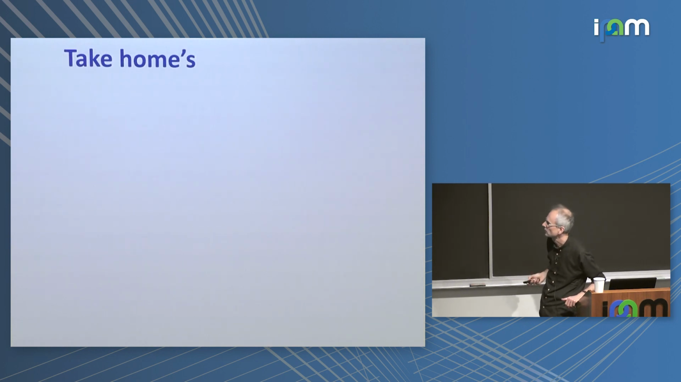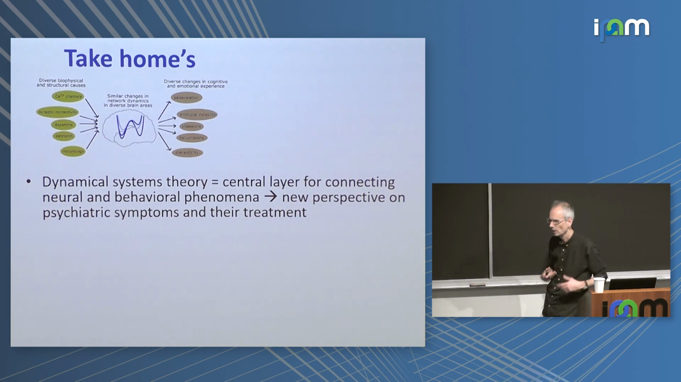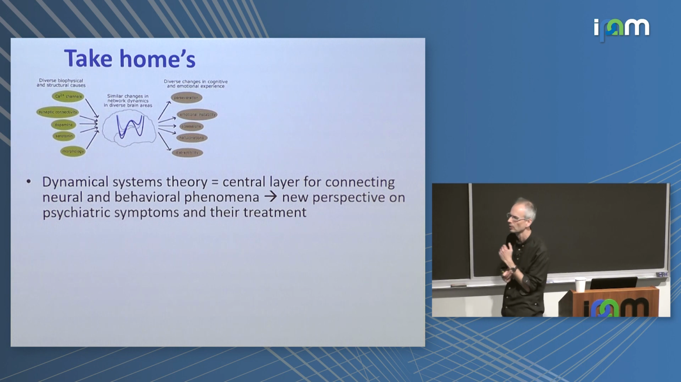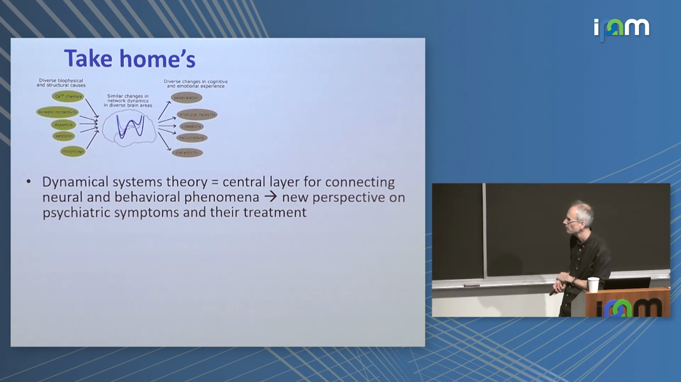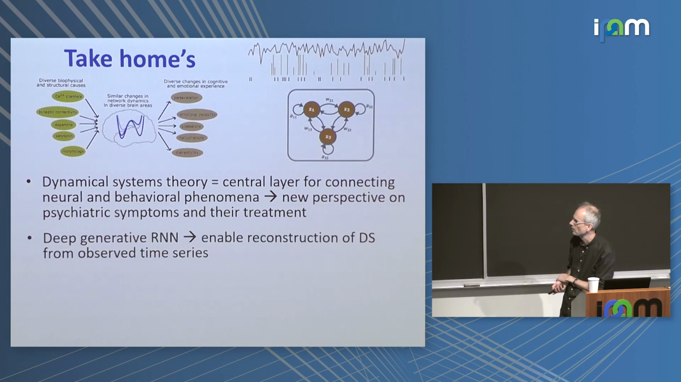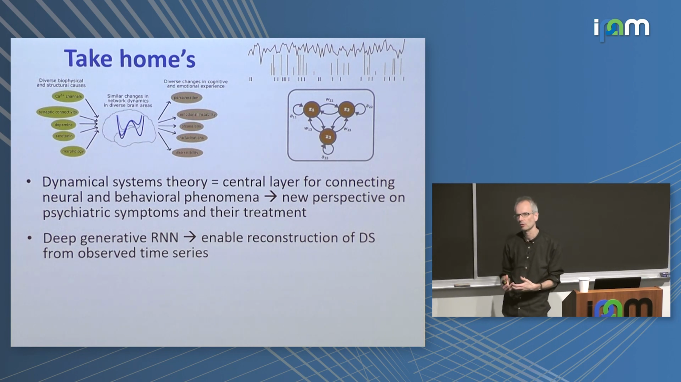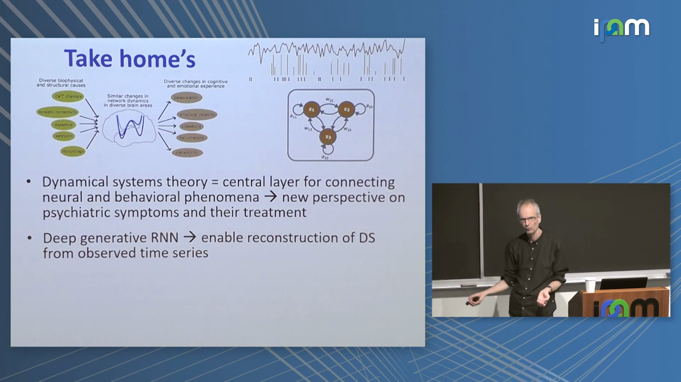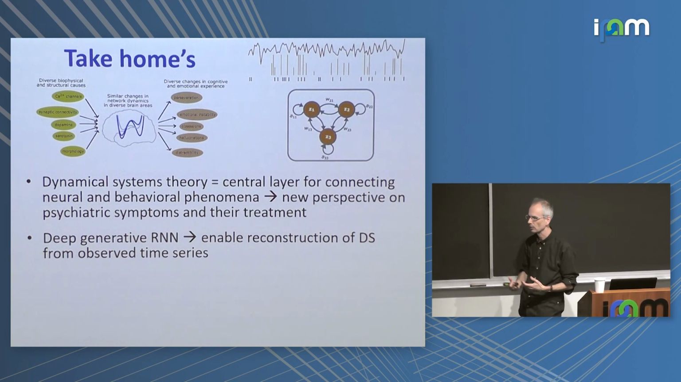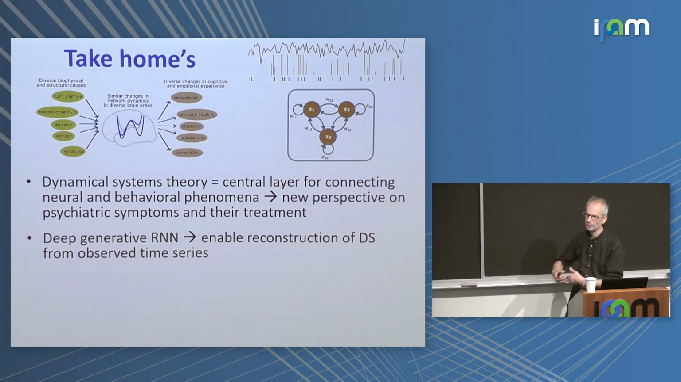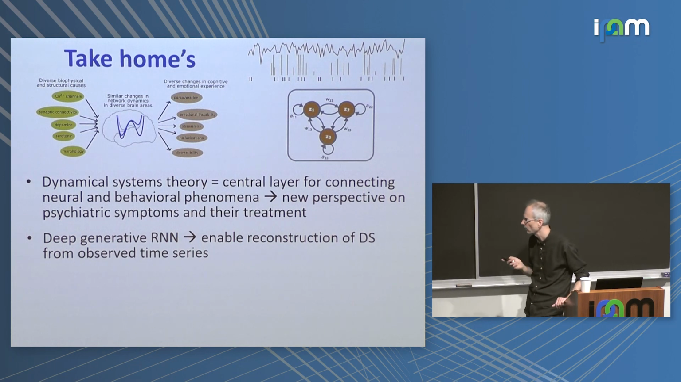So the take homes here are basically we do think that dynamical system theory is quite important and can give a lot of new insights or new perspectives in psychiatry and potentially the treatment of certain diseases. I introduced to you a framework based on deep generative recurrent neural networks for inferring dynamical systems from data that we can use for reconstructing dynamical systems from fMRI observations or mobile data or whatever time series data you have.